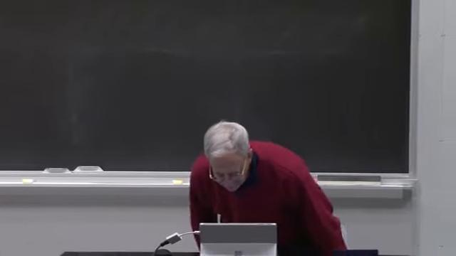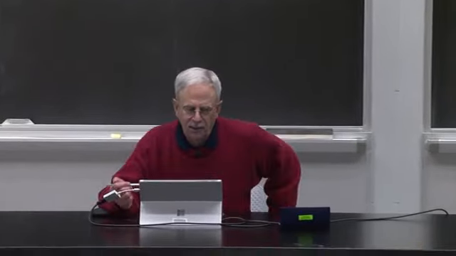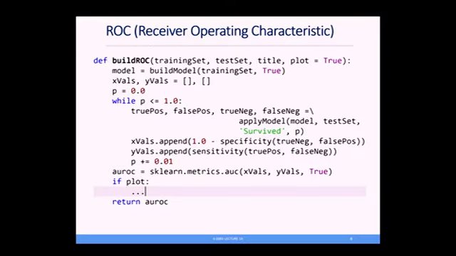So the way it works is I'll take a training set and a test set, the usual thing. I'll build one model. And that's an important thing, that there's only one model getting built. And then I'm going to vary P. And I'm going to call apply model with the same model and the same test set, but different P's, and keep track of all of those results.